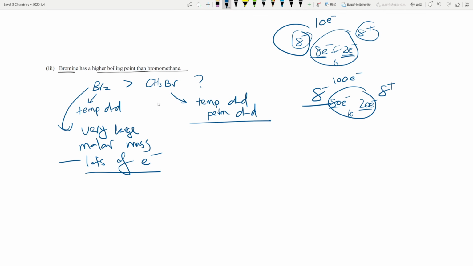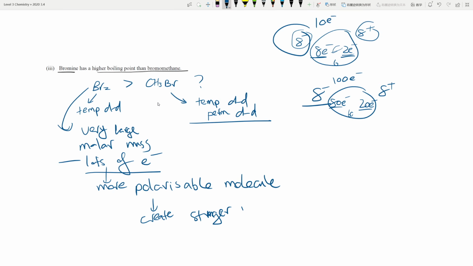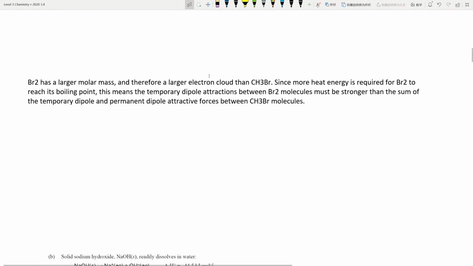All right, so the larger the molar mass, the more electrons you have. The more electrons you have, the more polarizable the molecule is. So that means you create stronger dipoles, a stronger temporary dipole force of attraction, and that will require more energy. Okay, so this is nothing too new, I hope.